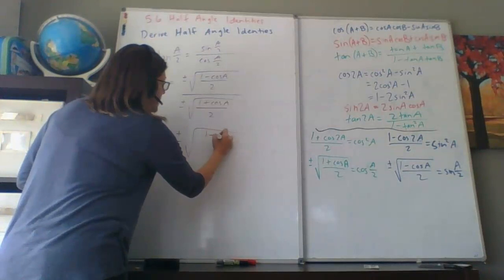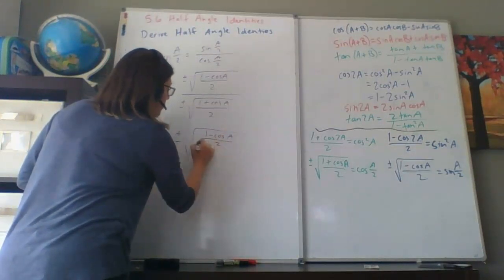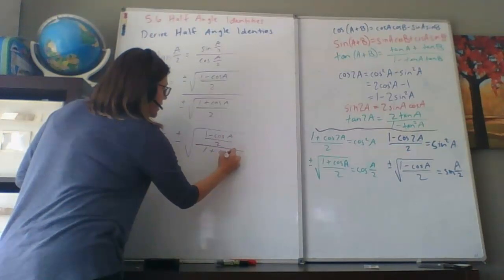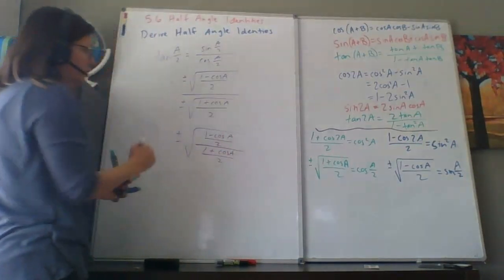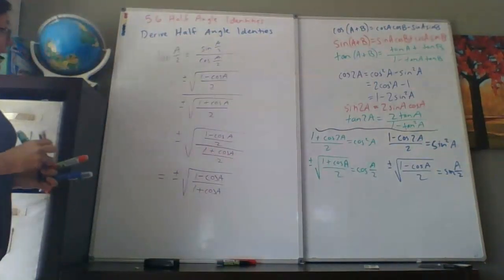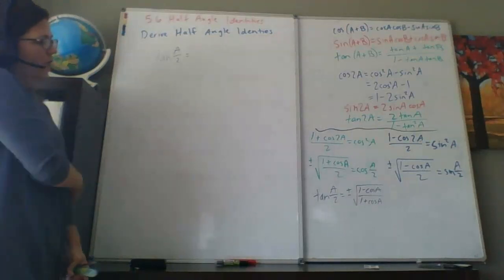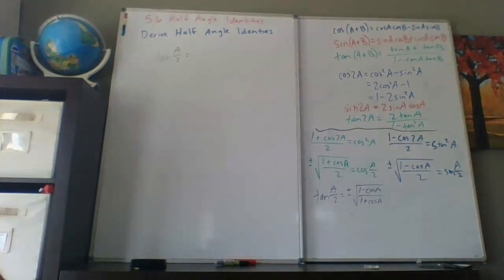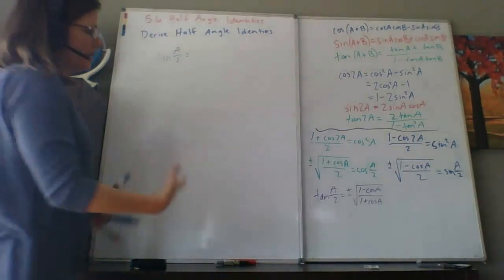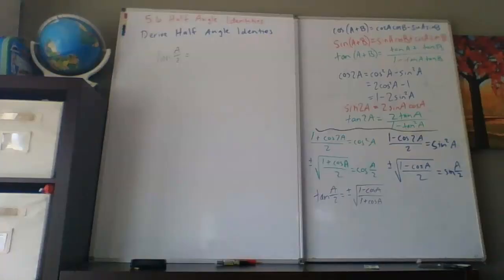where we have 1 minus cosine A over 2, and all of that is over 1 plus cosine A over 2. The 2's cancel. So we get our half angle identity for tangent is plus or minus square root of 1 minus cosine A over 1 plus cosine A. This version of the half angle identity for tangent is the one that I commit to memory the most because you can see the connection between the sine over cosine. However, there are two other versions of the half angle identity of tangents that are nice to work with.